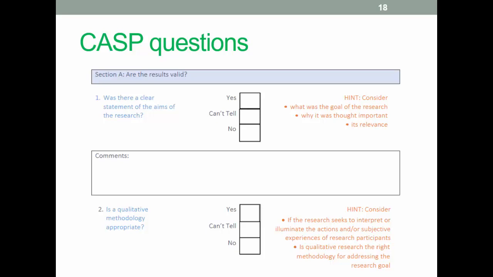Here are the first two questions from CASP. Are the results valid? It's asking, is there a clear statement of the aims of the research? And two, is a qualitative methodology appropriate? And there are some hints there to help you consider your decision-making process as you go through the questions.